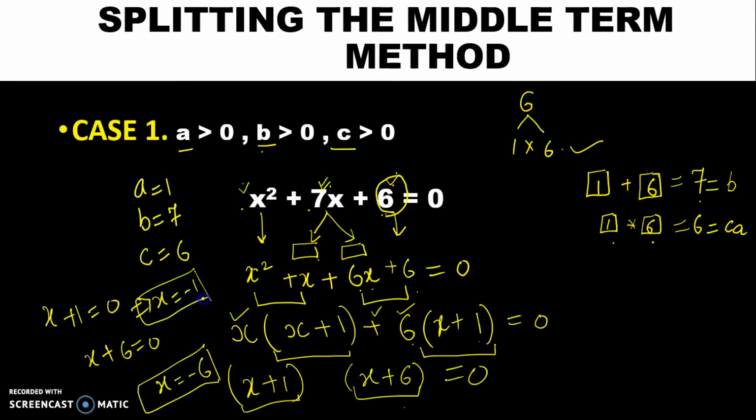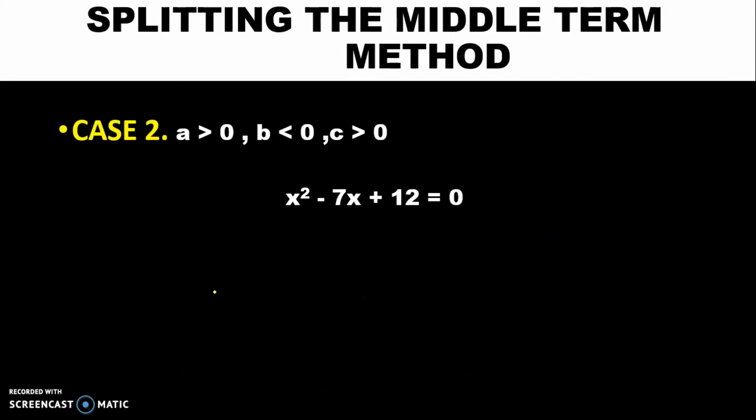So these are the two roots of this equation. Now let's see the next case. In the next case, we have a greater than 0, b less than 0 and c greater than 0. Here a, that is coefficient of x square, is 1, b, that is coefficient of x, is minus 7 and c, that is constant term, is 12.